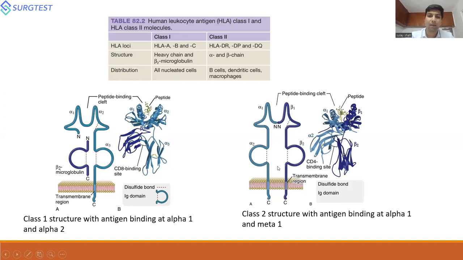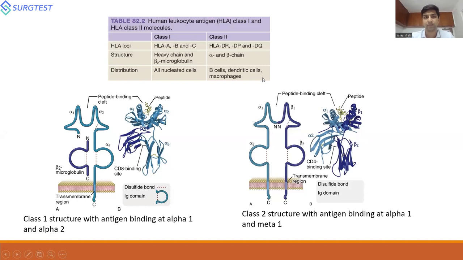I don't remember everything about it. The important thing is that the peptide binding cleft, that is the antigen presenting cleft, in class 1 is in the alpha 1 alpha 2 junction, and in class 2 is the alpha 1 beta 1 junction. Understood? So again, alpha 1 alpha 2 in class 1, alpha 1 beta 1 in class 2 for the antigen binding site. The distribution of class 1 is all nucleated cells, class 2 is just the APCs, that is antigen presenting cells.